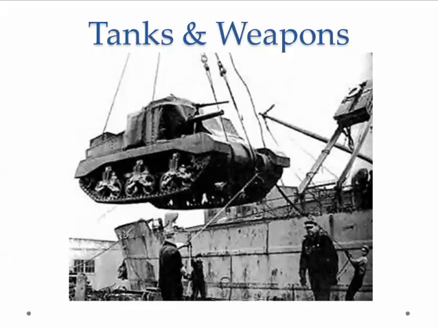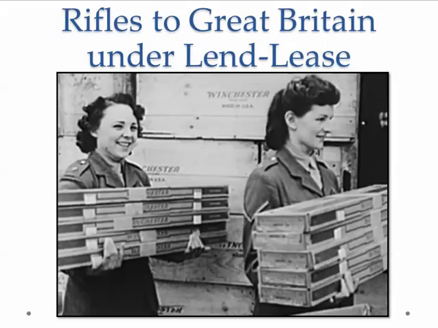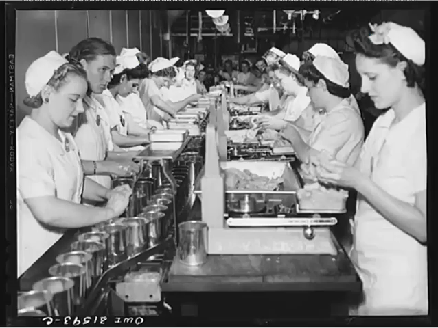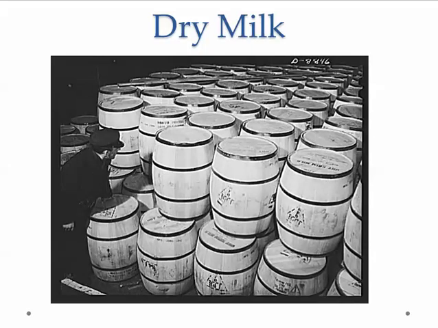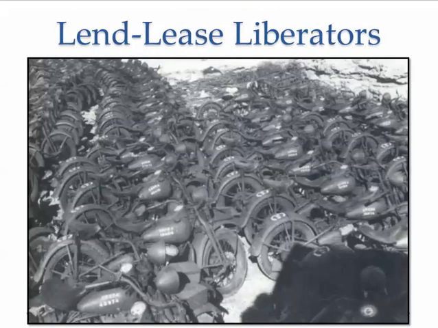Okay, here's some pictures. There's some tanks and weapons being sent in Lend-Lease. Here's some machine guns being sent. Some rifles to Great Britain. And here's some women packaging up some of these food items going out on the Lend-Lease program. Here's some milk. And here's some canned pork that's going to the USSR. They put this pork in these cans, with lard and preservatives in there with it. Okay. These are called Lend-Lease Liberators, or motorcycles that were made and sent to the Allies.